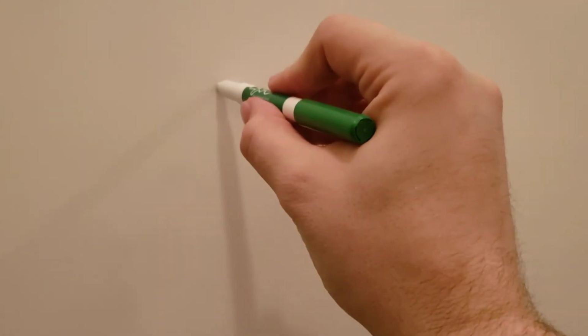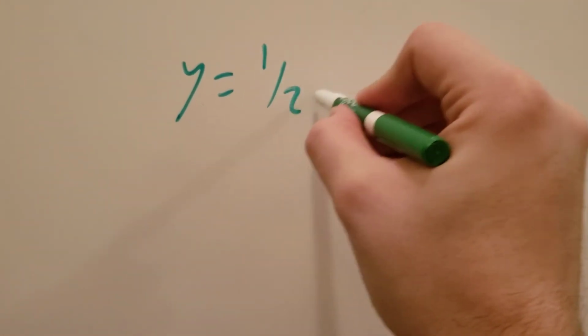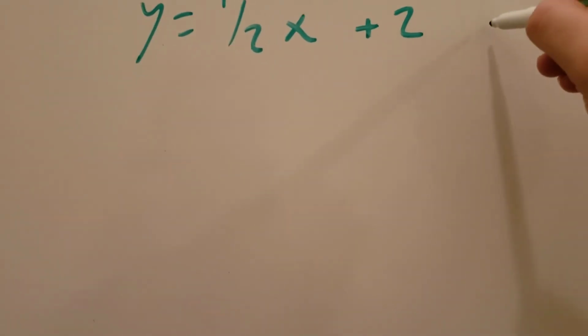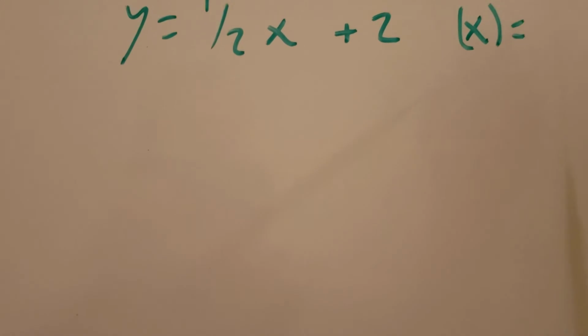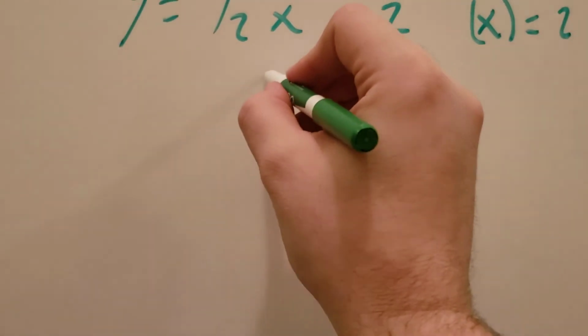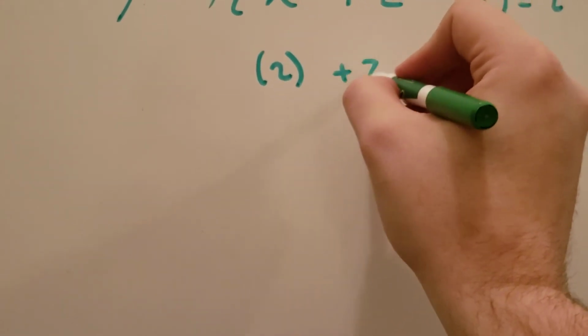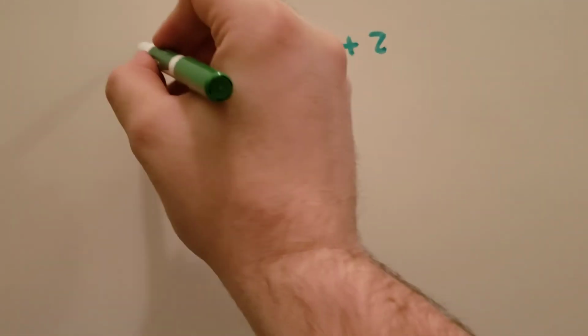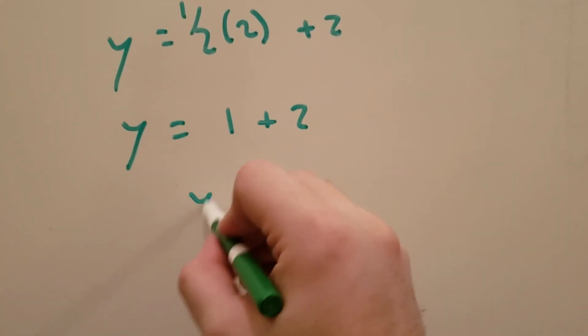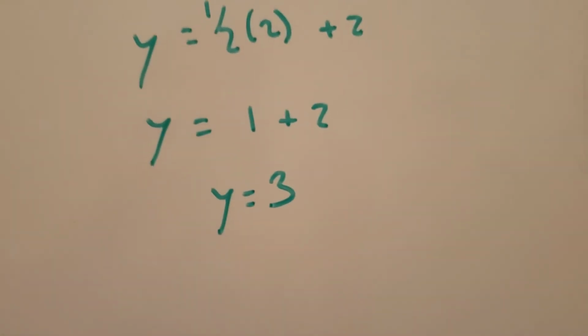Let's check that real quick just to see if that was right. Our equation was y equals 1/2 x plus 2, and we said that our x value was equal to 2. So if we plug that in, we would get y is equal to 1 plus 2, which is 3.